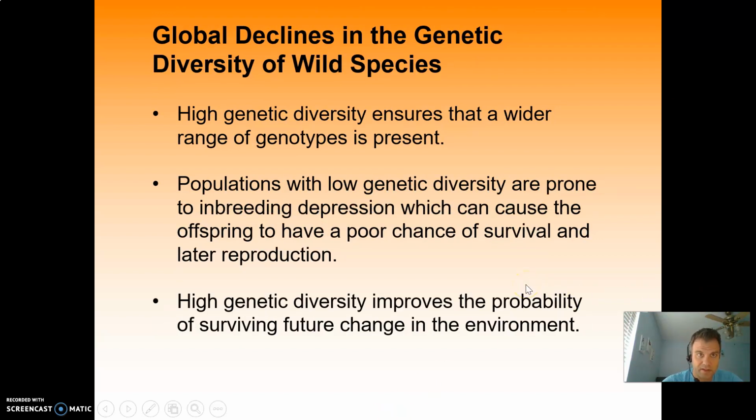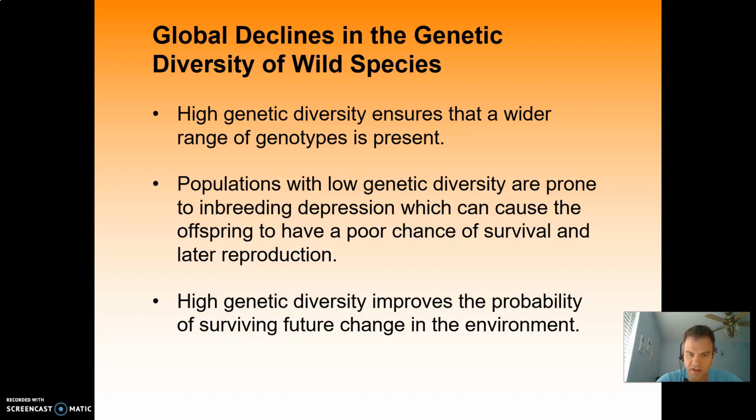So why do we want this? We want high genetic diversity because that's going to ensure that a wider range of genotypes is present. And that's going to basically provide protection for those species, as we've kind of discussed earlier. Populations with low genetic diversity are prone to inbreeding depression, which can cause the offspring to have a poor chance of survival and later reproduction.